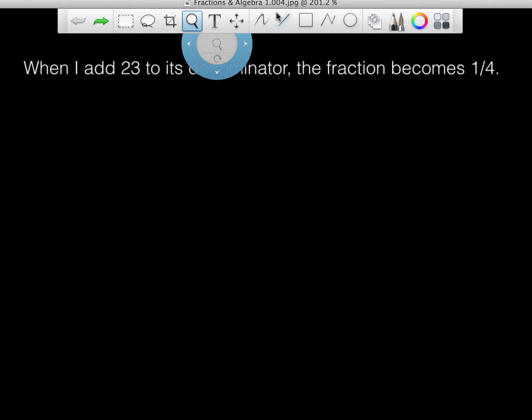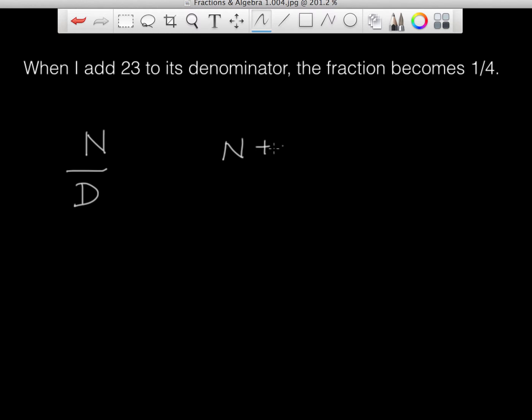Third sentence, when I add 23 to its denominator, the fraction becomes 1/4. So then you have got numerator over denominator. What you know is that numerator plus denominator is 37. The sum of the numerator and the denominator is 37. So now the last clue is this. When I add 23 to its denominator, the fraction becomes 1/4.